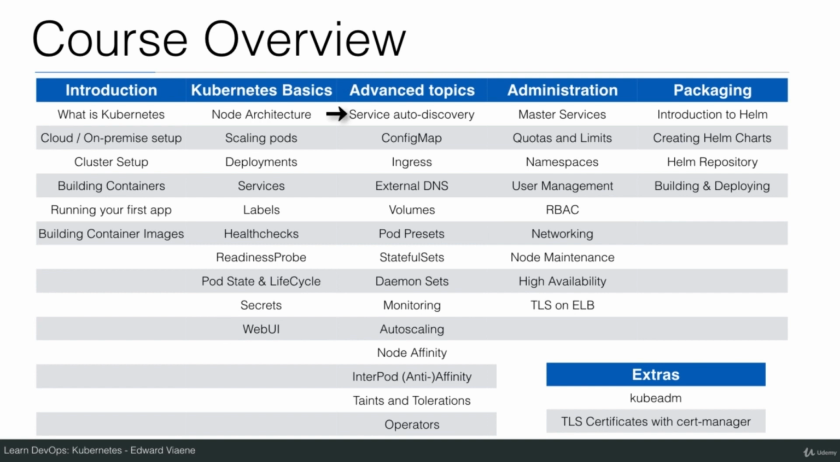I will talk about service discovery, how to use config files, an ingress, which is also a load balancer, external DNS. I will talk about volumes, pod presets, stateful sets, daemon sets, monitoring, auto-scaling, node affinity, and anti-affinity. I will also cover operators, which can give you extra functionality in Kubernetes.